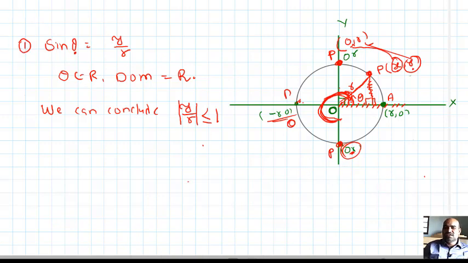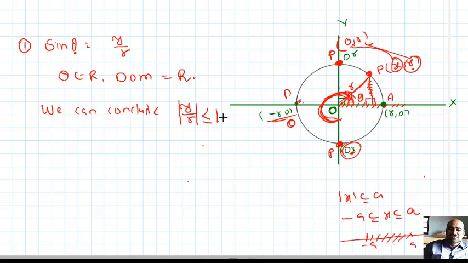Already you know that mod x lesser than or equal to a means minus a lesser than or equal to x lesser than or equal to a. It means x lies between minus a and a, including minus a and including a. In the number line, the x value is between minus a and a, including both. So that's why I can write minus 1 lesser than or equal to y by r lesser than or equal to 1.